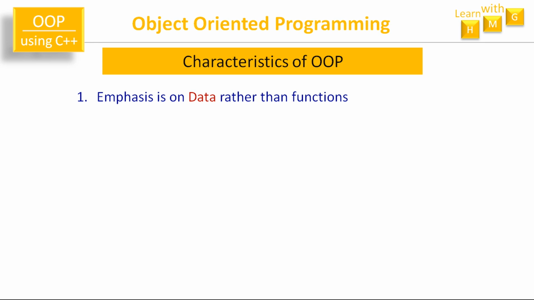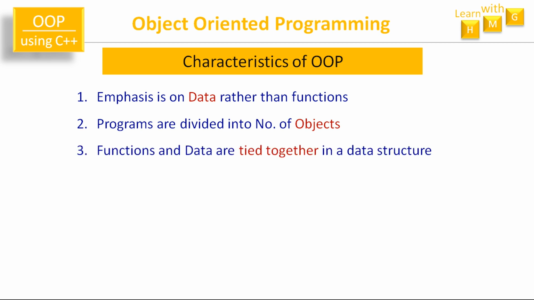Let us see the characteristics of object-oriented programming. The first characteristic is that emphasis is on data rather than functions. In POP we have seen that the emphasis was on functions, doing things, actions, but here the emphasis or focus is on data. The programs are divided into a number of objects. So here the object is the main element of the program. In case of POP we have seen the program was divided into a number of functions.